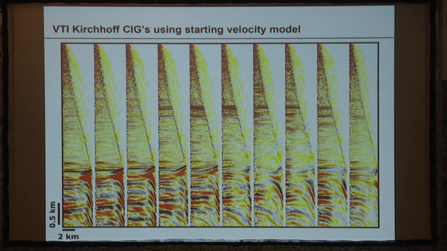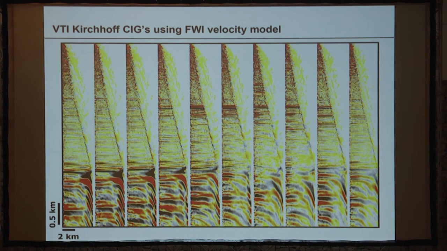We can also look at flatness of gathers, and this is actually not such a good QC because normally our starting model will have been made by flattening these gathers, and they'll normally be fairly flat to start with. And you can certainly see up here they are pretty flat. So that's the starting model. That's the full waveform model. So they do get a bit flatter in places. Down here they get a bit flatter.